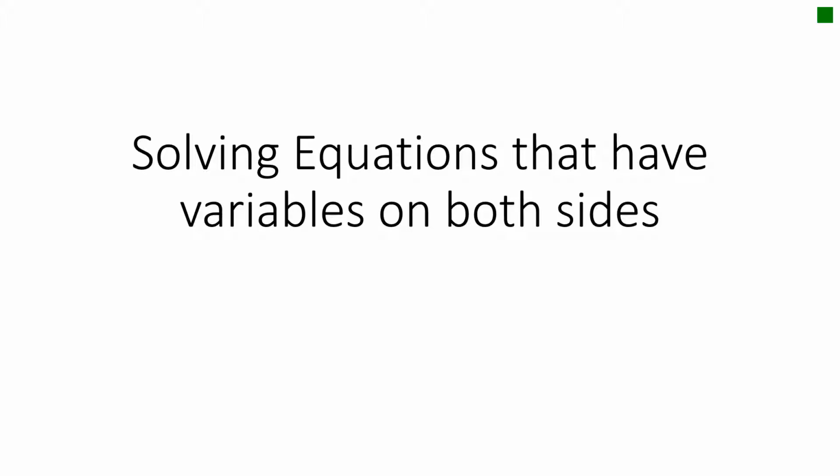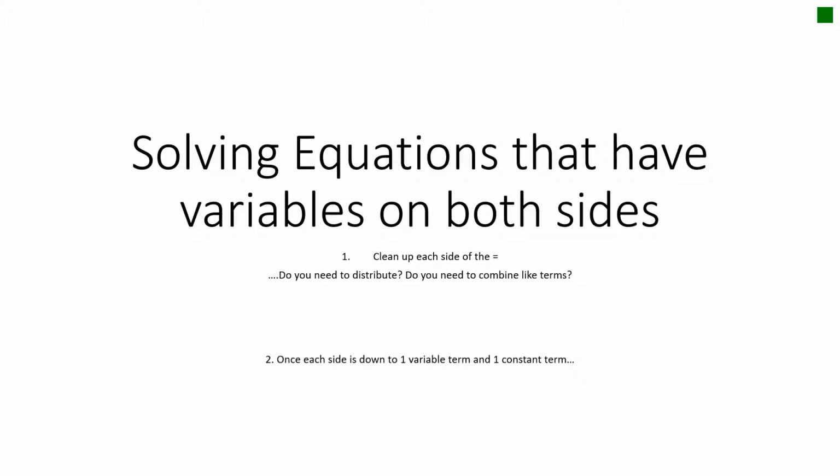Okay, so lesson 4 involves solving equations that have variables on both sides. And when you have this, you're going to follow a few simple rules. Step 1, clean up each side of the equal sign. And that means, do you need to distribute? If so, do it. Do you need to combine like terms? If so, do it. Now remember, that's doing it all on the left side. Do it all on the right side. Get them nice and clean.